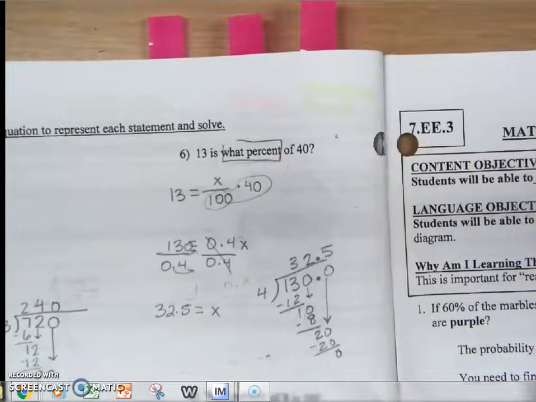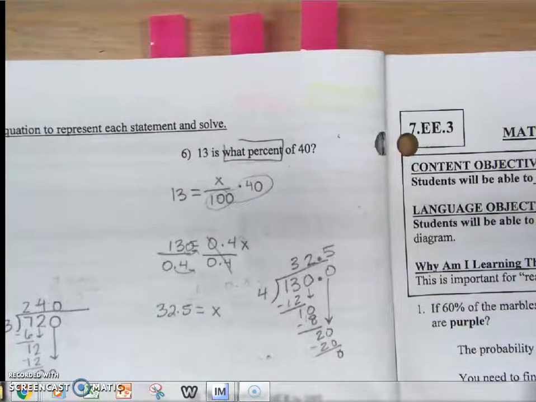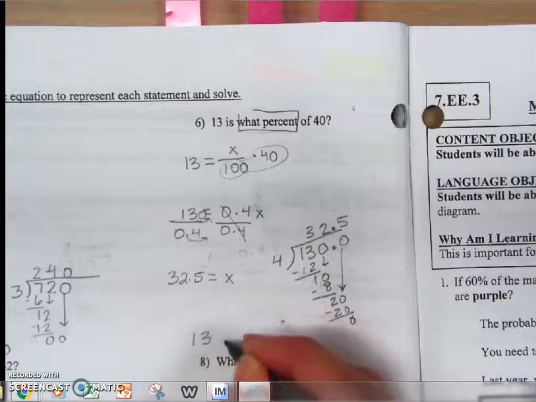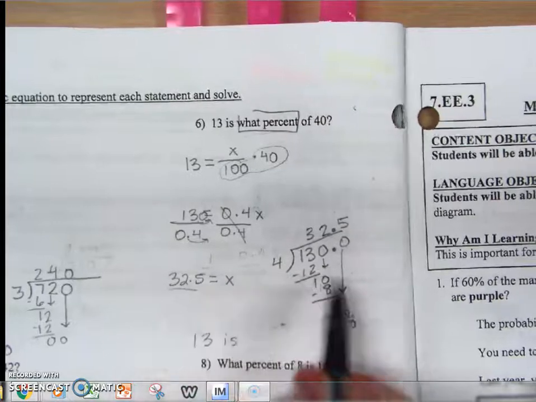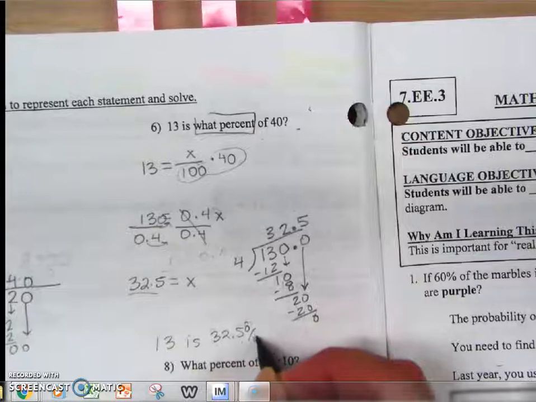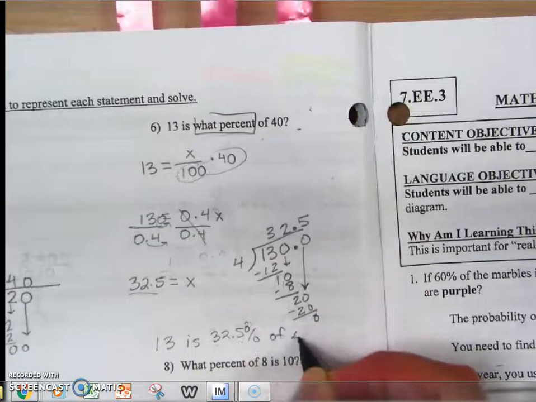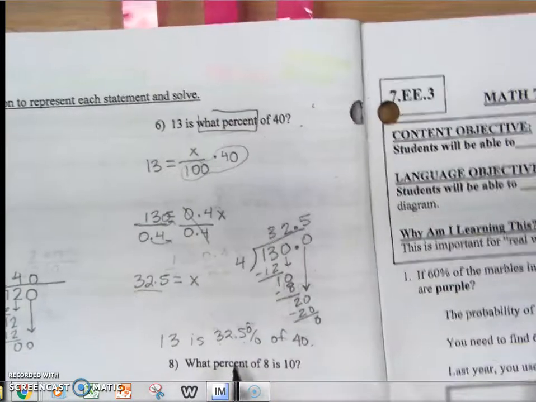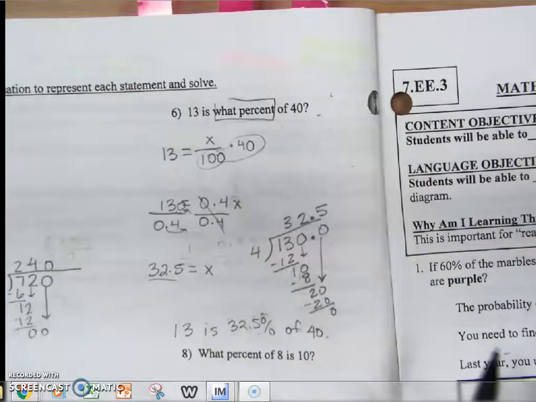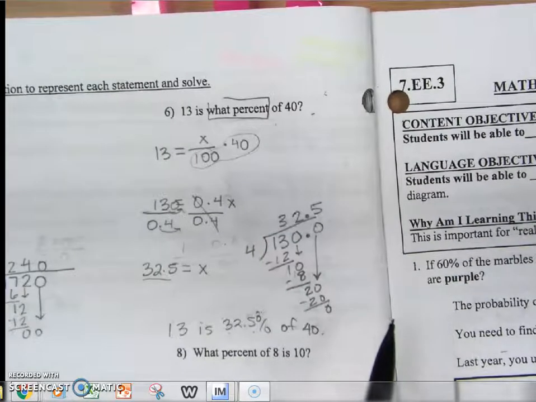Okay, but I did have a question they were asking. 13 is what percent of 40? So right here, we finished that statement. 13 is, and then our answer, 32.5% of 40. So that would be a total answer there. 13 is 32.5% of 40. All right, let's try another one together.